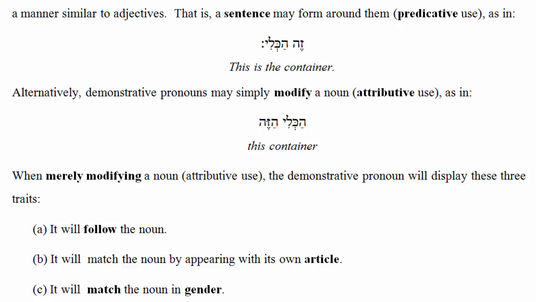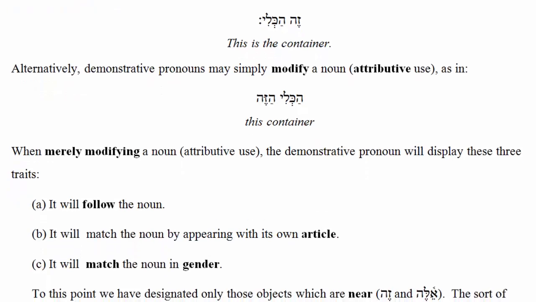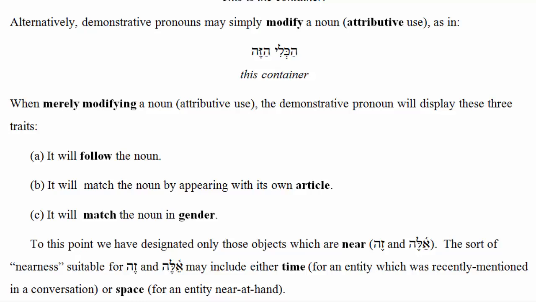And finally, letter C, the demonstrative pronoun must match the noun in gender. Kali is masculine, ze is masculine also. Later on, you will learn the feminine demonstrative pronoun. It is zot. And just by hearing that difference, you can tell that ze has been selected, zot has been not selected, because it would not have matched kali, which is masculine.